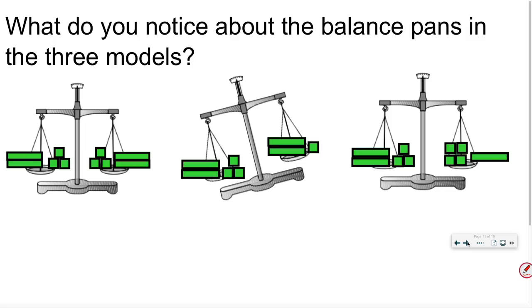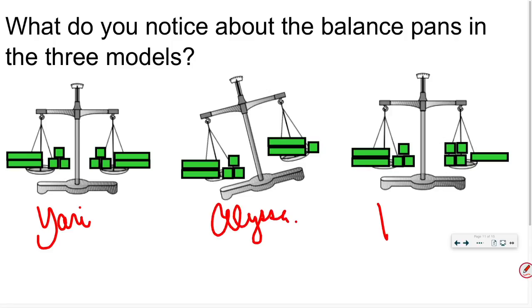So what do you notice about the balance? The balance and the actual scale? What do you notice in the 3 models? Let's just talk about them for a second. So this one was Yadi's. This is Alyssa. And this is David. What do we notice?